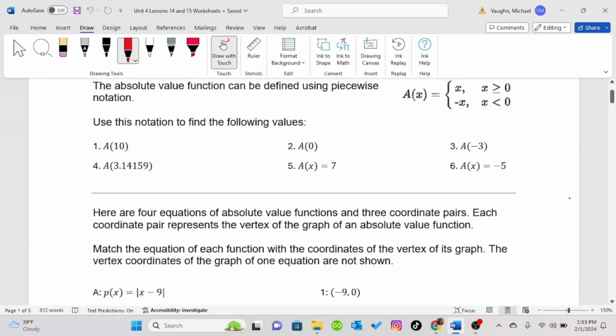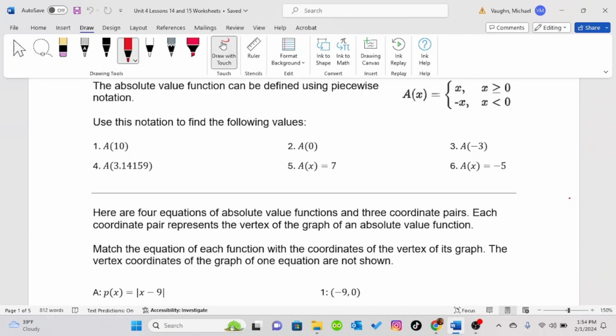So this is lessons 14 and 15. Lesson 14 will continue talking about absolute value functions that we started doing yesterday. And lesson 15 will introduce inverse functions.